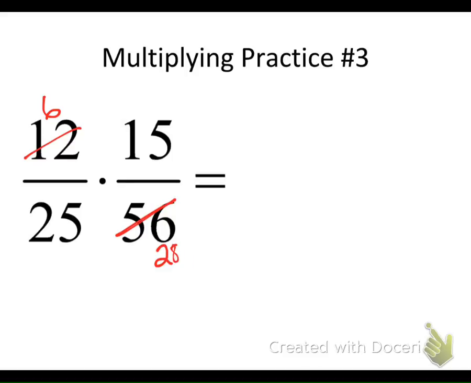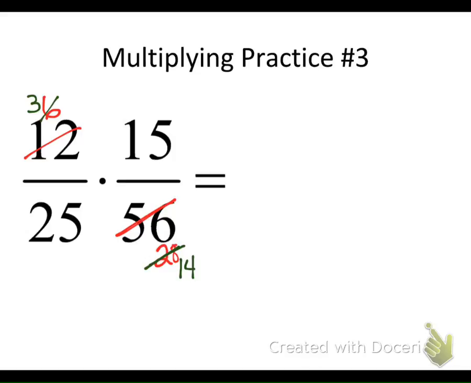Can I further reduce 6 and 28? Yes. Again, by what number? 2. So what's 6 divided by 2? 3. What's 28 divided by 2? 14. Okay. So now I'm at 3 and 14. Can I reduce 3 and 14 any further? No. So I'm going to move to my next numerator.